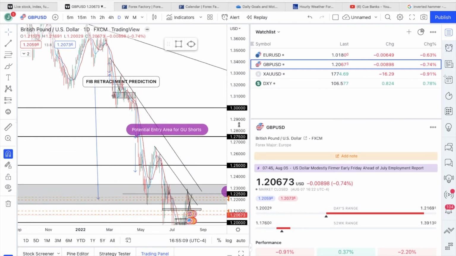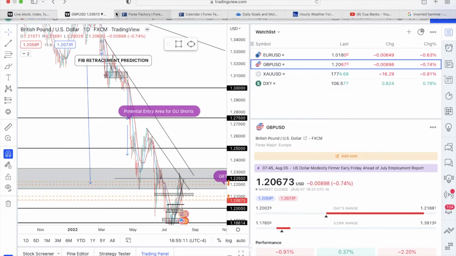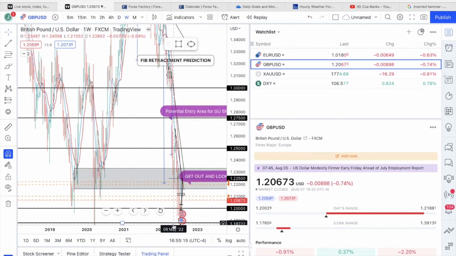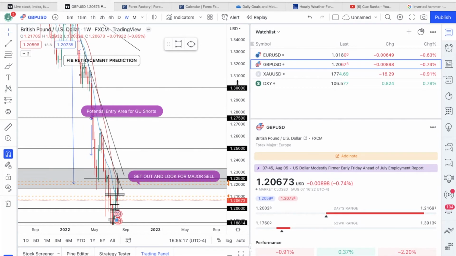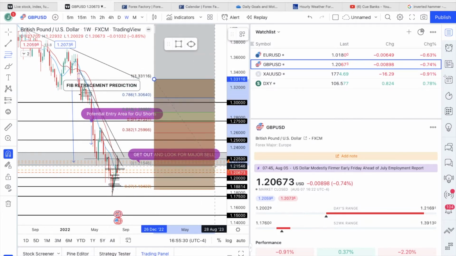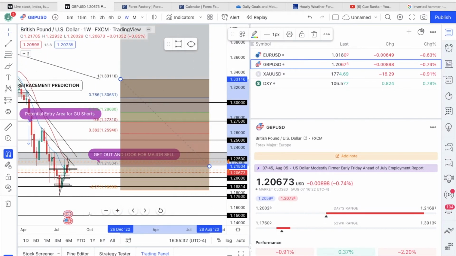Let's go down to the weekly. On the weekly, what can we do? I see a fib. Let's draw the fib and see if the weekly is respecting it. So what's the fib? This right here is called the Fibonacci.